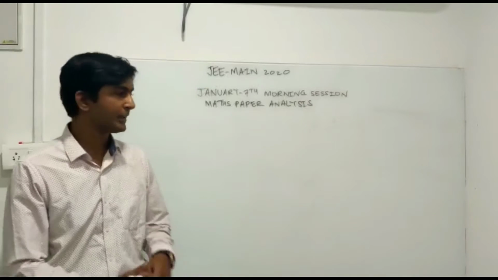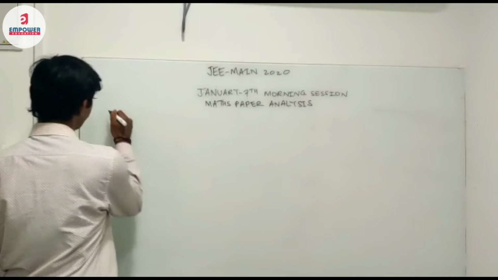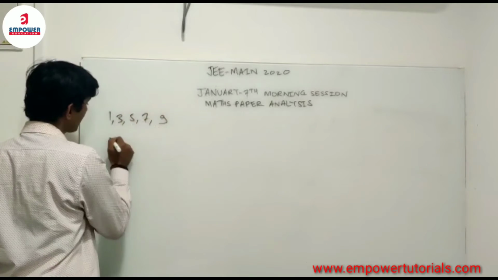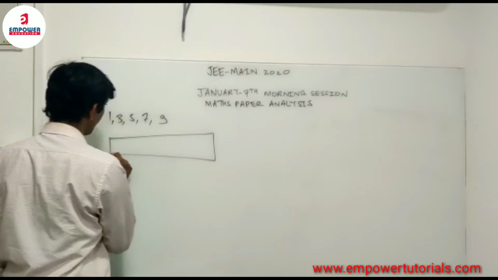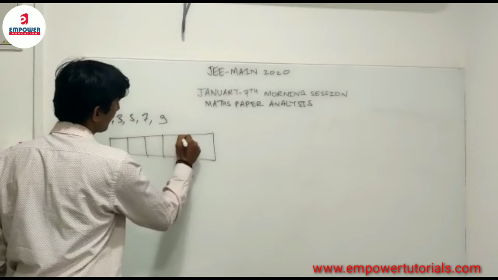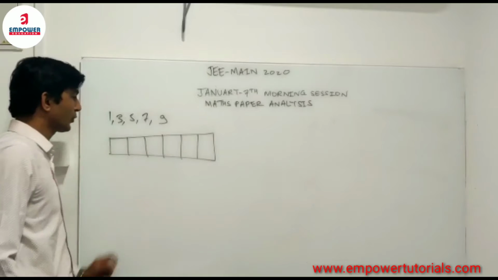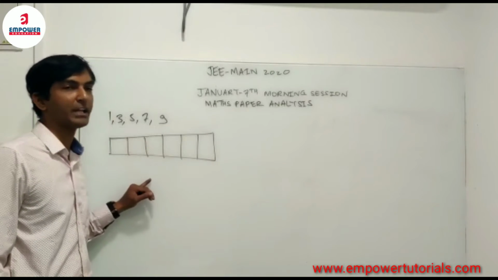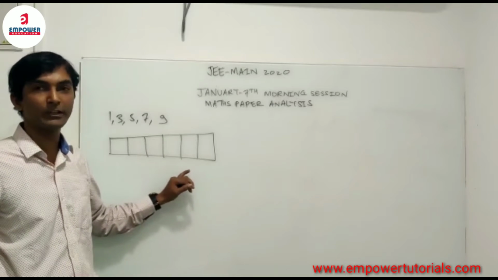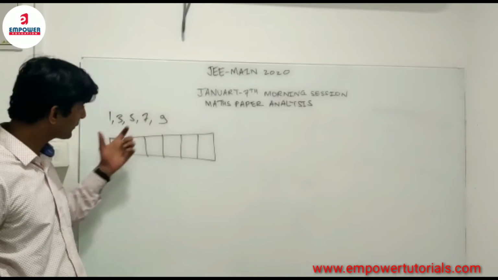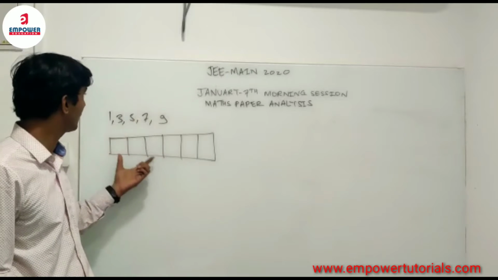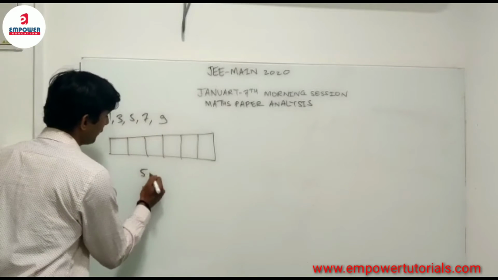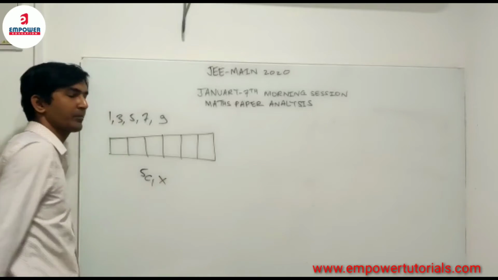So in this question we have 5 digits 1, 3, 5, 7, 9 and we are supposed to form a 6-digit number. So there are 6 places and 5 digits, and all of the digits should be used. That means one digit is going to recur. It is going to come 2 times. So out of these 5 digits we'll select one digit which will recur. That can be selected in 5C1 ways.